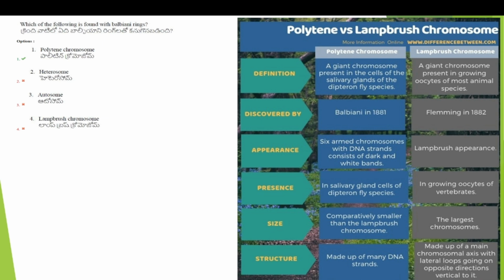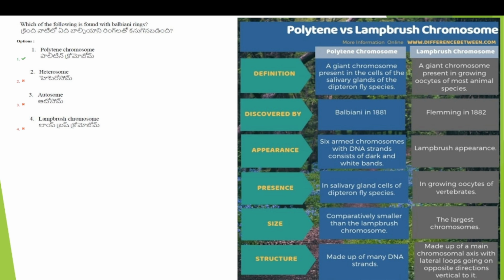Next, the third one, appearance. Polytene chromosomes contain six arms, with the DNA strands forming dark and white bands. Generally, each chromosome contains two arms or four arms, but these polytene chromosomes contain six arms. Whereas lampbrush chromosomes appear like brush-like structures.